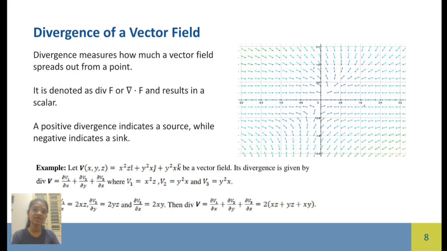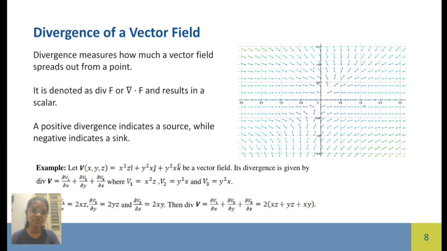Let V(x, y, z) = x²z i + y²x j + y²x k be a vector field. Its divergence is given by div V = ∂v1/∂x + ∂v2/∂y + ∂v3/∂z, where v1 = x²z, v2 = y²x, and v3 = y²x.